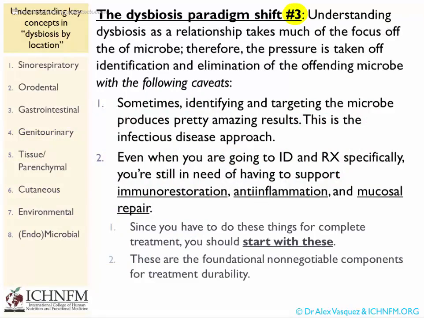So here we are now with dysbiosis paradigm shift number 3. Number 1 was appreciating the complexity. Number 2 was addressing the complexity. And here with number 3, I want to talk specifically about how we address the microbes. Understanding dysbiosis as a relationship takes much of the focus off of the microbe. Therefore, the pressure is taken off of identification and elimination of the offending microbe with the following caveats.